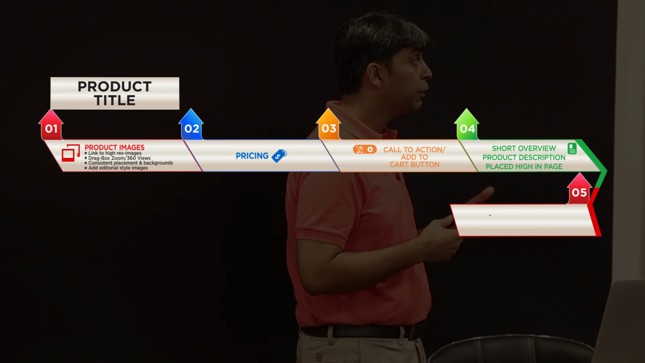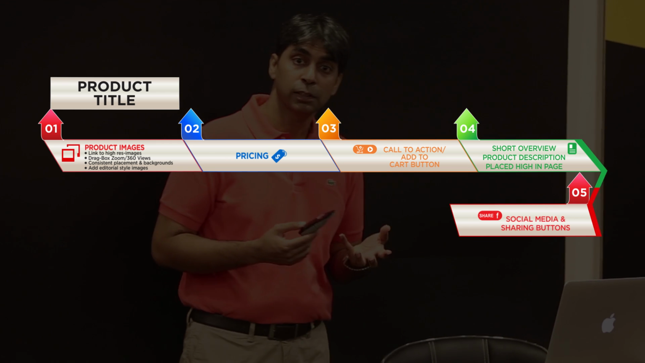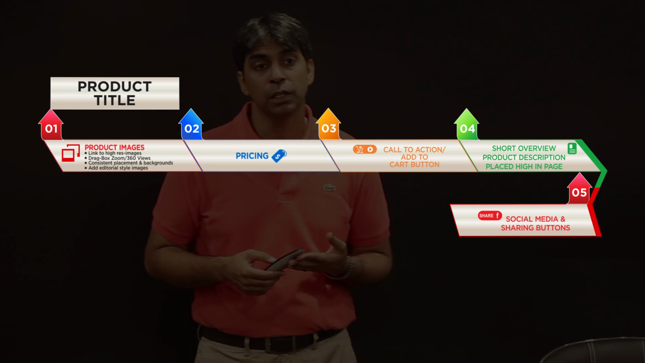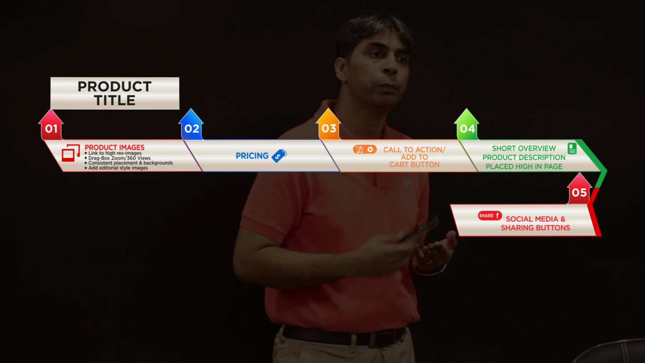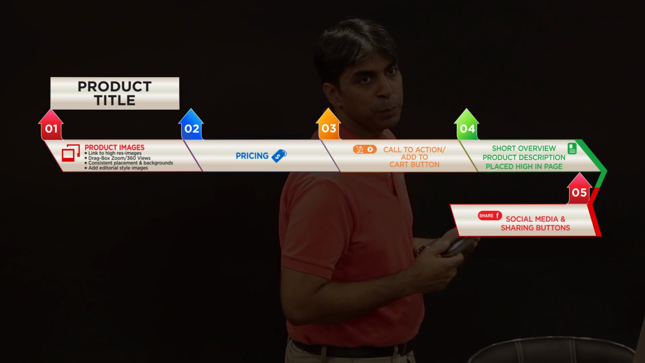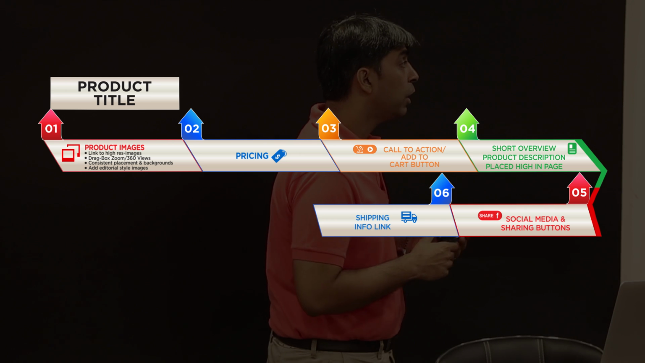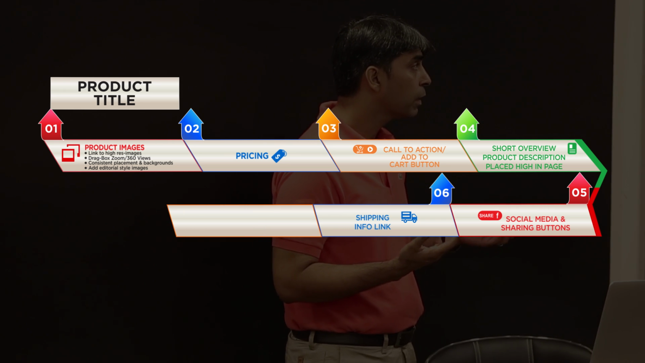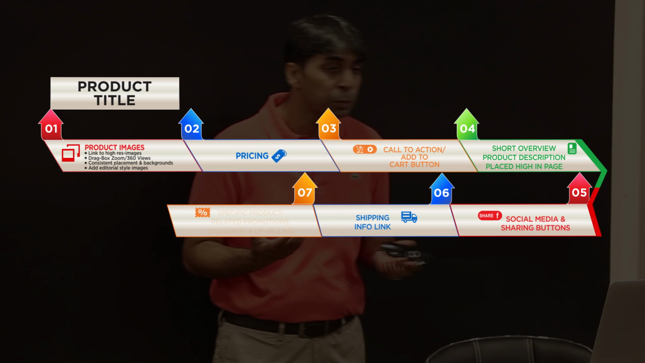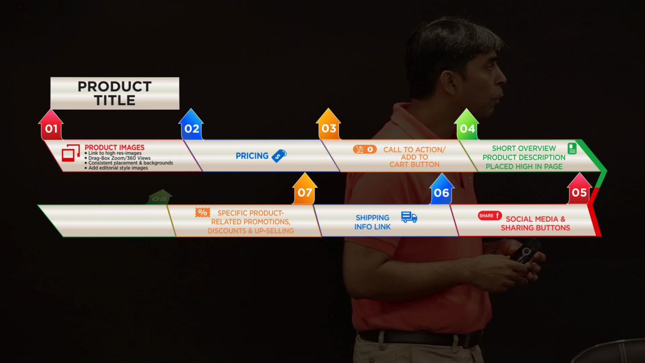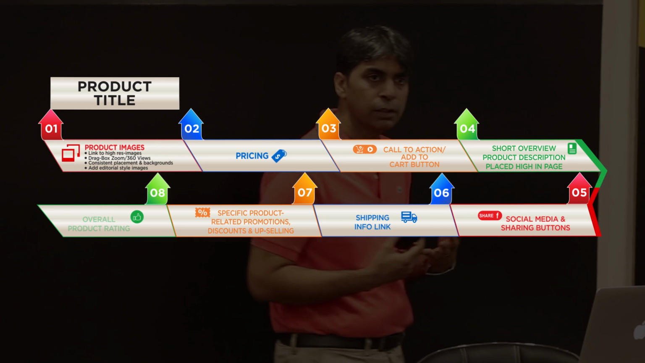Now, you'll have your social media and sharing buttons. Forget homepage, even on your product page, this is above the fold. You want people to share it if possible. Then you'll have your shipping links. You'll have specific product-related promotions or discounts. And overall product rating.